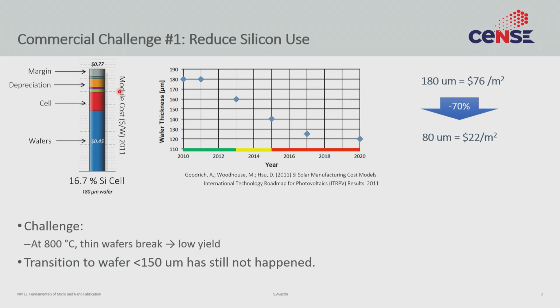So here is an example. This is what the cost of a module in 2011 was. These numbers have since then changed. The cost of solar cells has fallen 80% since those times. So don't look at the absolute numbers. Just look at the distribution of the cost.